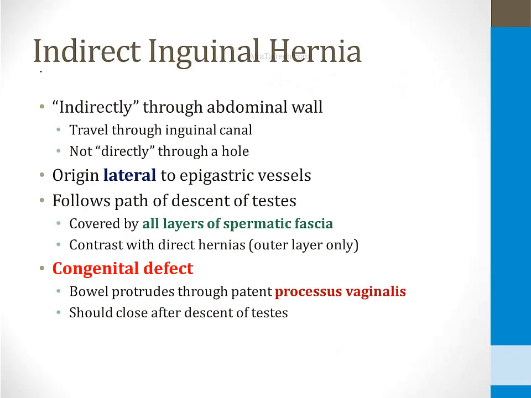I'll begin by discussing the indirect inguinal hernias, and these are by far the most common type of hernia in the inguinal region of the body. They are called indirect because the loop of bowel that herniates in this disorder herniates indirectly through the abdominal wall. The easiest way to understand indirect hernias is to recognize that they travel through the inguinal canal. They follow the path of the spermatic cord we've been discussing. They don't go directly through a breakdown or a hole in the abdominal wall. That's why they are called indirect. There are a couple of key anatomic landmarks you need to know about these hernias. The first one is that they originate lateral to the epigastric vessels.